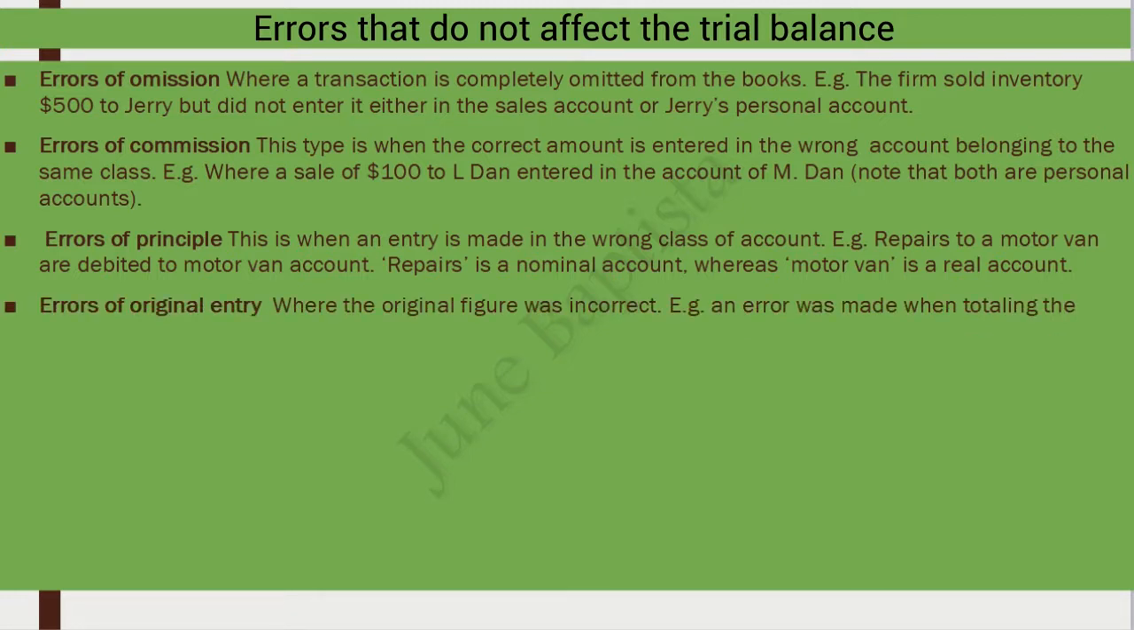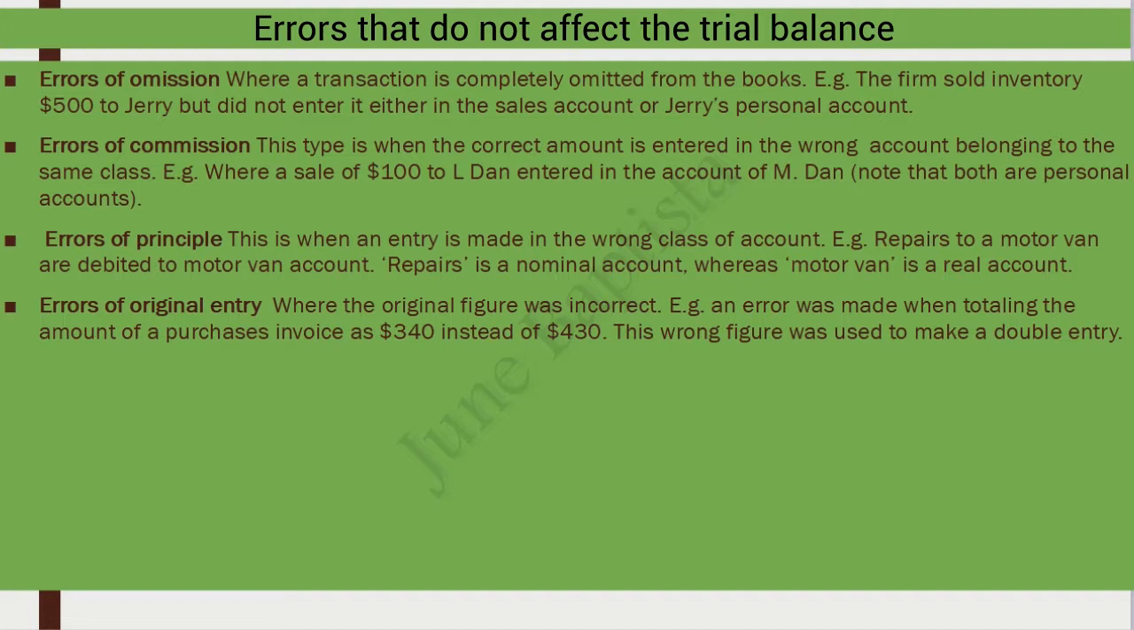Errors of original entry, where the original figure was incorrect. Example: an error was made when totaling the amount of a purchaser's invoice as $340 instead of the right amount of $430. This wrong figure, $340, was used to make a double entry.